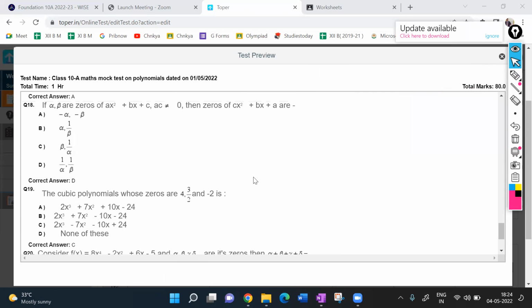Alpha, beta are the zeros of this polynomial. Then the zeros of this polynomial is what? Very simple. How many of you did this? Very good question. Tell me, guys. See here, what is the sum of the roots here? See, first of all, you write alpha plus beta here: minus b by a. Alpha beta is what? c by a. How many of you did this question? I'm asking. Very, very good question.